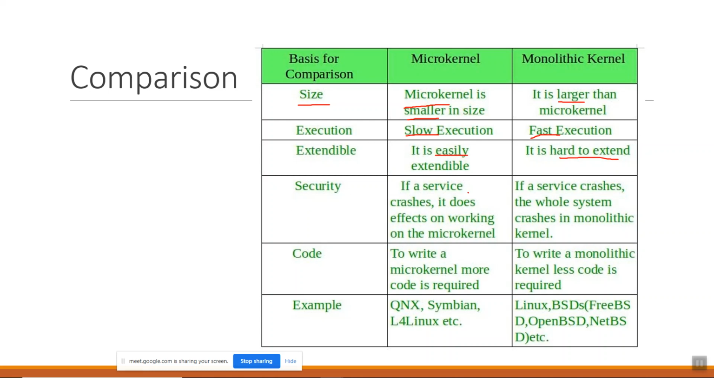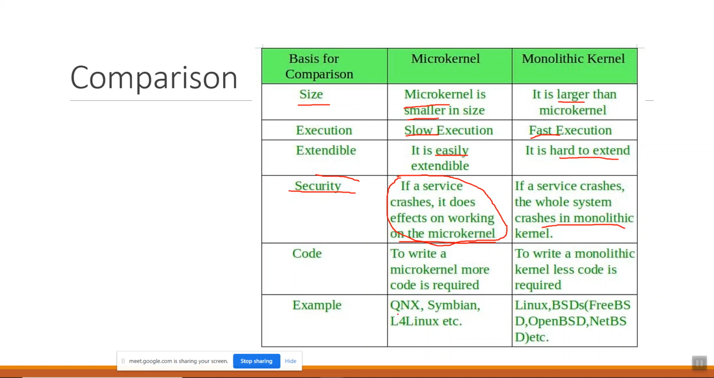Security: if a service crashes, it does not affect the kernel. Why? You can now tell me why this happens. If a service crashes, the microkernel is not affected much, whereas if a service crashes in the monolithic kernel, the whole kernel is going to crash. I want an answer from all of you on why this happens. We have discussed the structure, so you can give me the answer. Then code: to write a microkernel, more code is required, whereas less code is required for the monolithic kernel. They have given this point because the monolithic kernel can take different procedures from ready codes and ready packages, so we can bind them easily.